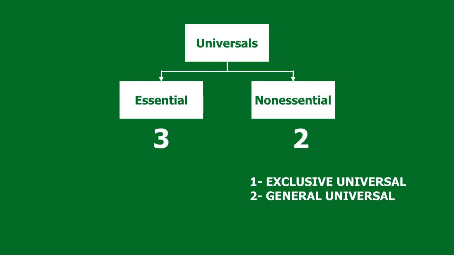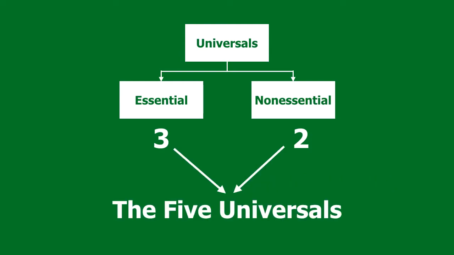The classic example for the exclusive universal is something that laughs, with respect to human beings. So this is a universal that is exclusively predicated of human beings. Only humans are things that laugh, yet it's not essential to what a human being is. The classic example of a general universal is something that walks or something that breathes. It's predicated of human beings, but it's also predicated of other kinds of animals, and so it's not exclusive to them. Together, these are the five universals.